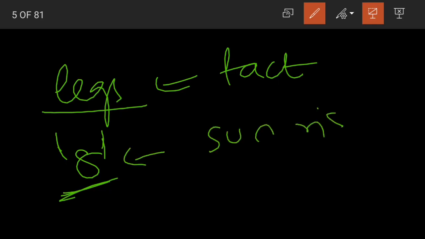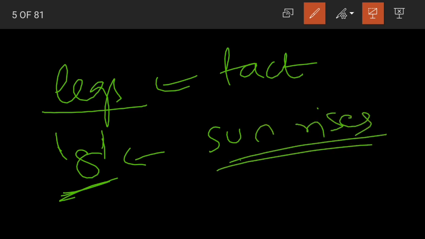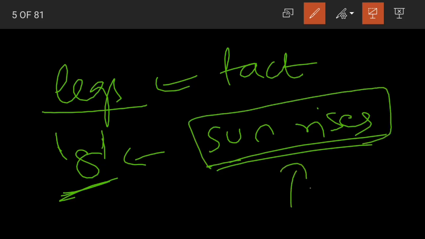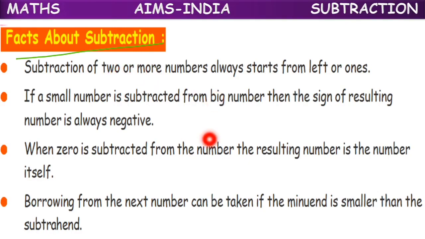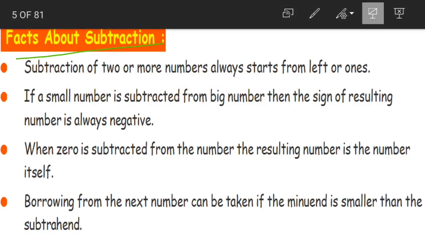The sun rises in the east. Even if I am in India or USA or anywhere, the sun always rises in the east. Again, this is a fact. Now, what are these facts about subtraction? What this means is that whatever numbers we take while subtracting, for all those numbers, the following facts apply. Subtraction of two or more numbers always starts from left or ones.